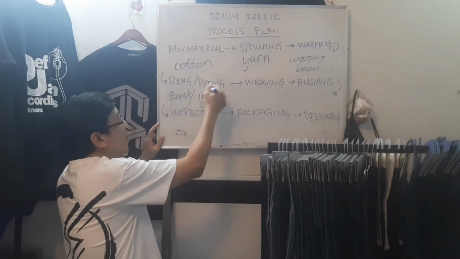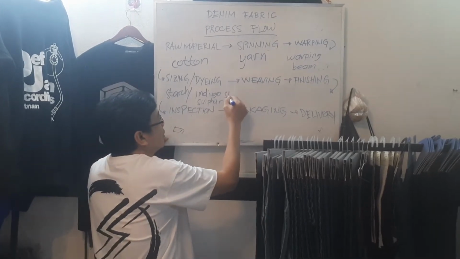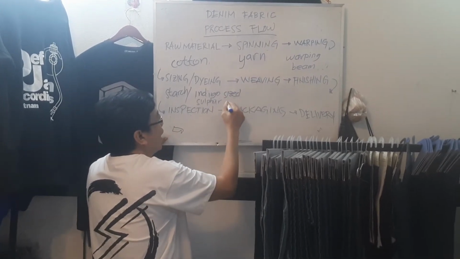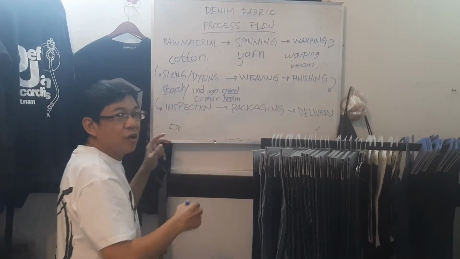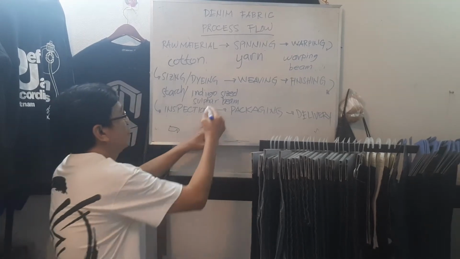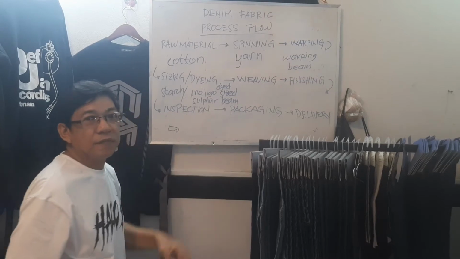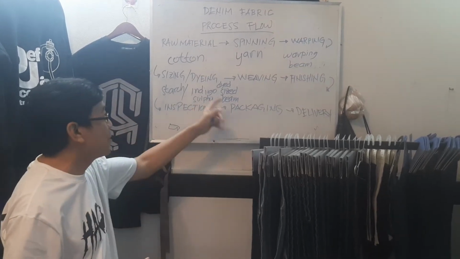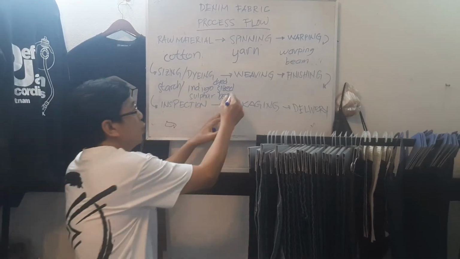So what is the end product in the sizing and dyeing? It's called size beam. It means already dyed. Sometimes they call it dyed beam, but commonly used is size beam. So when you have the size beam, you will put it in the weaving.